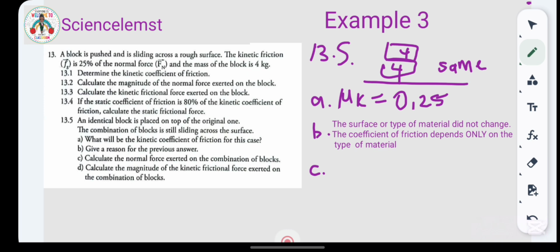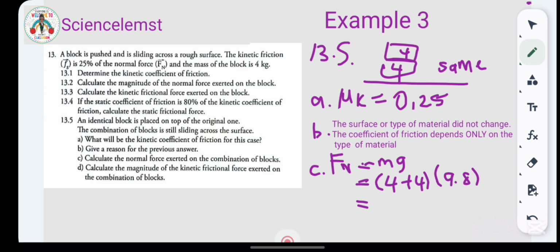C, calculate the normal force exerted on the combination of the block. So normal force Fn is equal to mg. So what happened? Our mass increased, so it's 4 plus 4 multiplied by 9.8, and our final answer is going to be 78.4 Newton, and the normal force is going up.